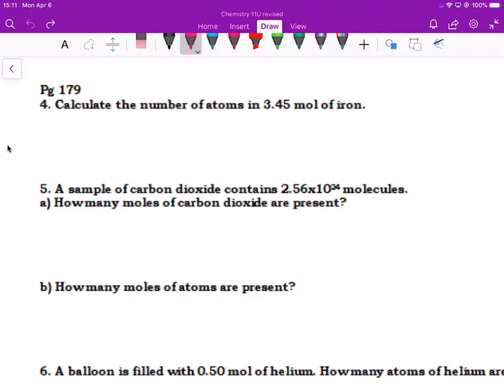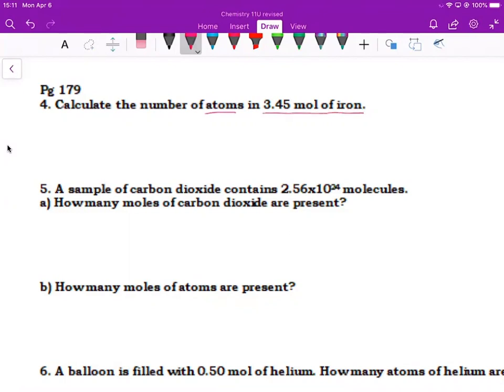I've decided to go through some practice questions all together. So these aren't assigned to you, but we can work on these together. They're all from page 179 in your textbook. Number 4: calculate the number of atoms in 3.45 moles of iron.